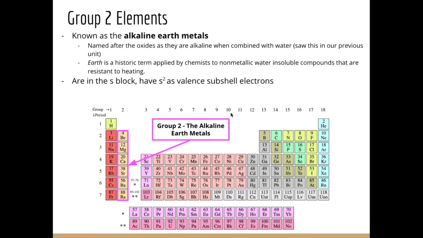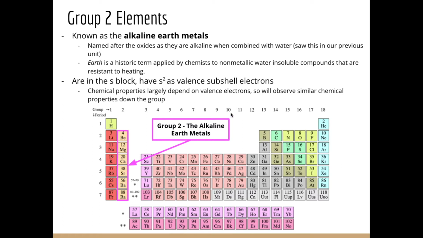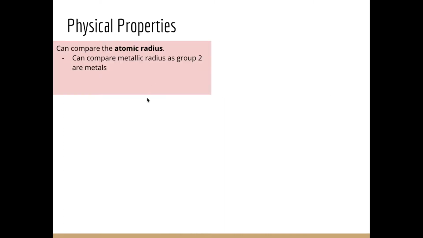But as we're going to see, their reactivity is going to change with respect to where they are on the group as well. Chemical properties largely depend on the valence electrons, so we'll observe similar chemical properties as we go down the group. But let's start off by looking at some of the physical properties and the trends we observe. First, with the atomic radius. We're going to compare the metallic radius, as the group 2 are all metals.